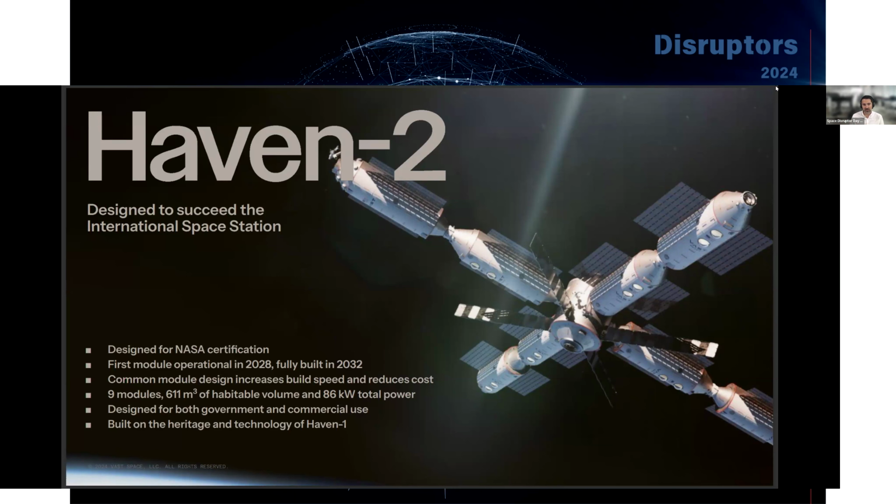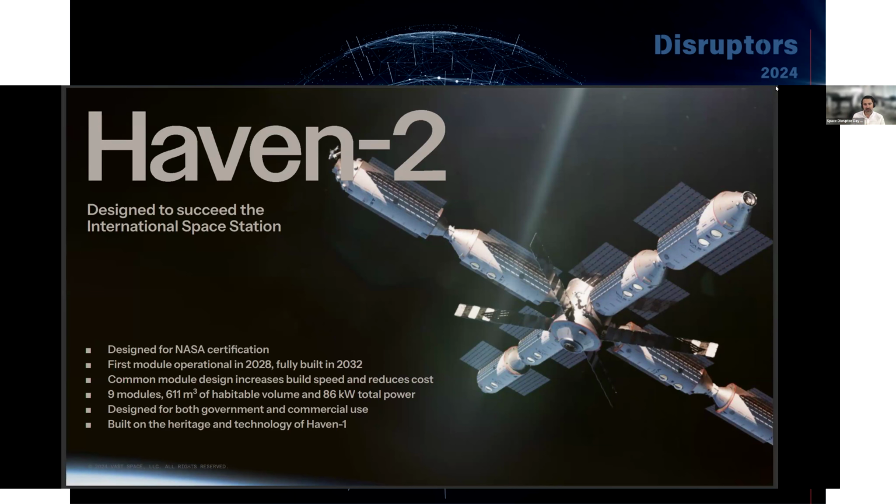In total, 9 modules, with 611 meters cubed of buildable volume and 86 kilowatts total power, will eclipse the ISS in capability, not only in total power in the station, but also in power and usable area for the payloads themselves. So a laboratory better than the ISS.